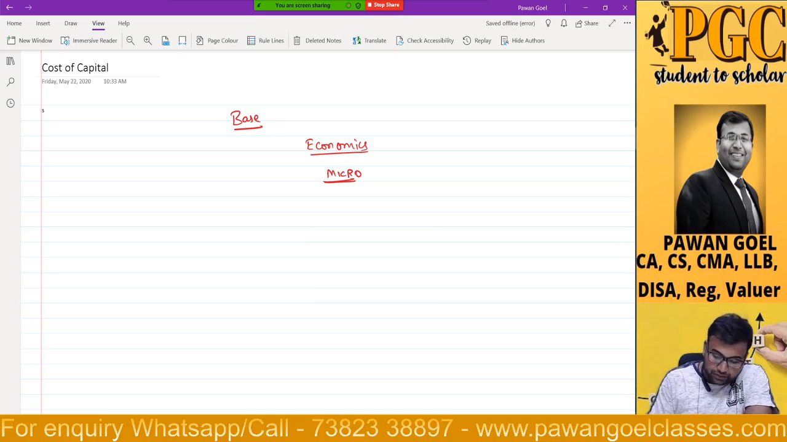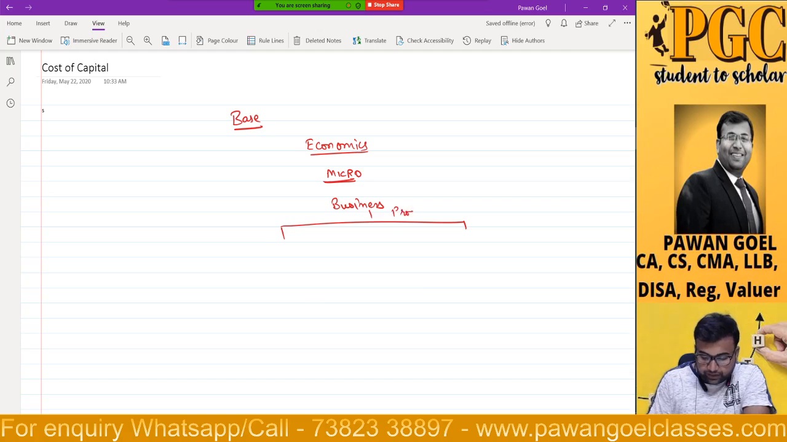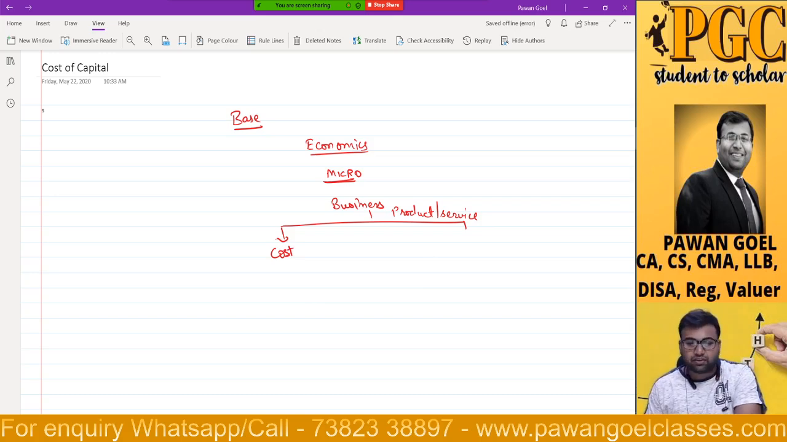Microeconomics is all about businesses independently which make a product or a service, and they incur a cost. In order to make a product or a service, they incur a cost. Are we all okay with that? Take up any business as an example. In order to have a product or a service, they incur a cost. Are we all okay with that?